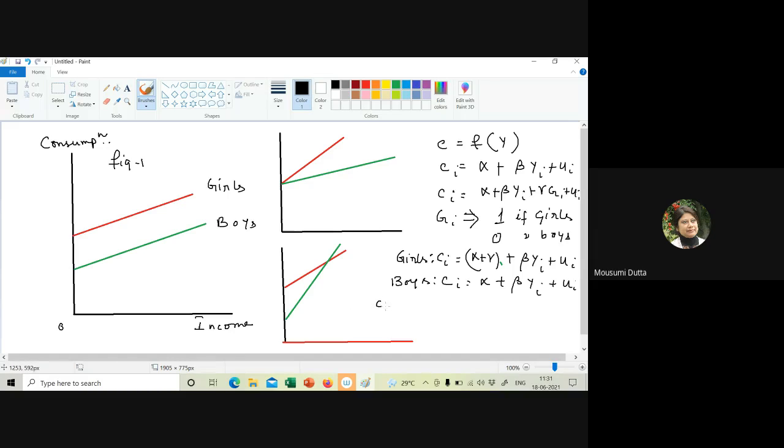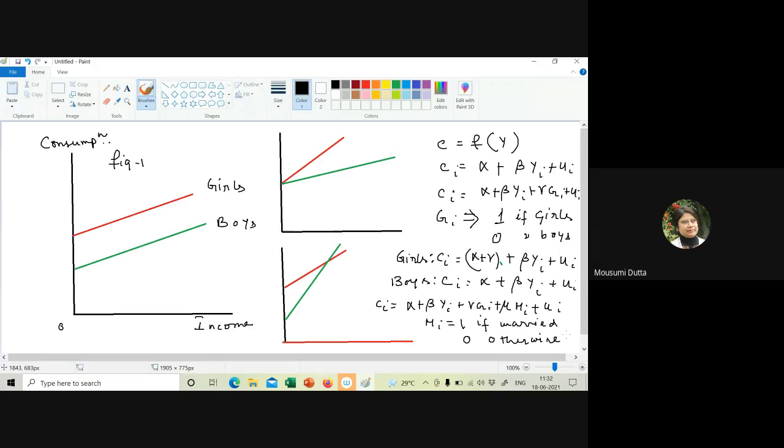So the equation will be Ci is equal to alpha plus beta Yi plus gamma Gi plus mu Mi, marital status, plus error. So Mi indicates marital status. So Mi is equal to 1 for married, zero otherwise.